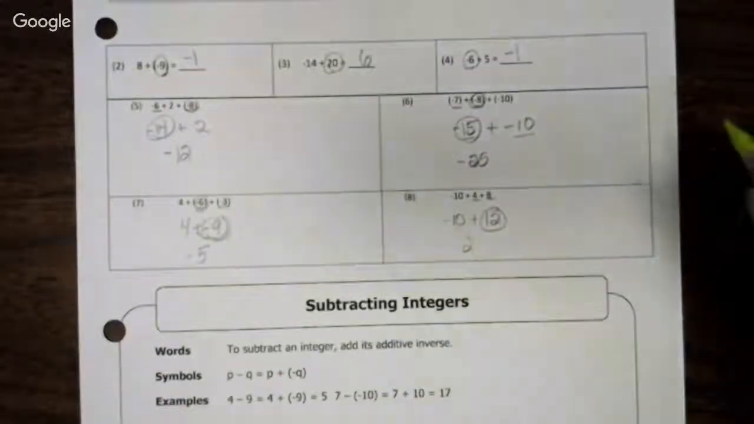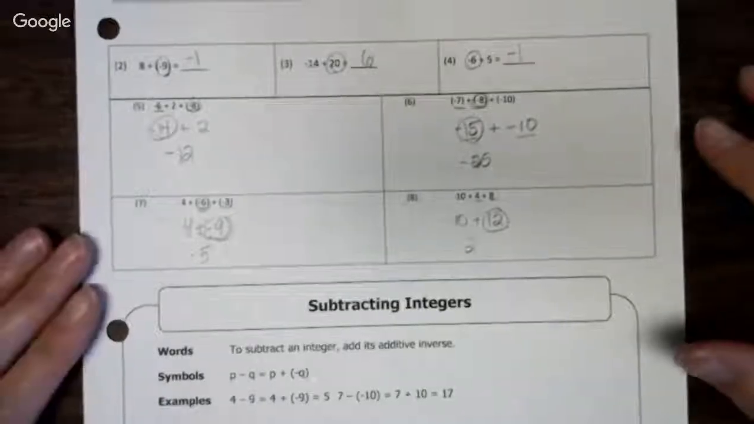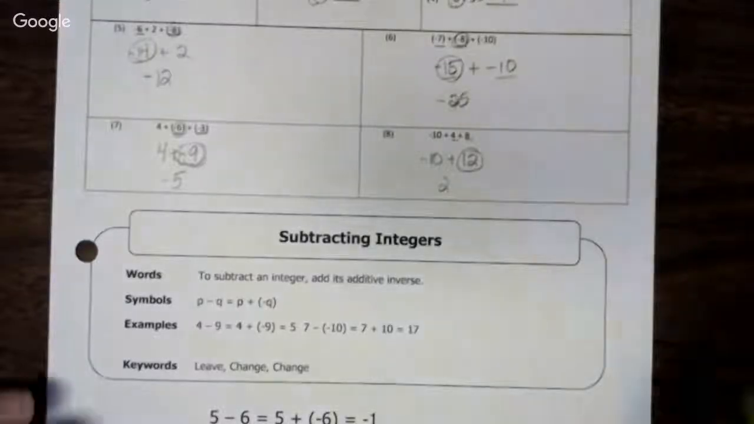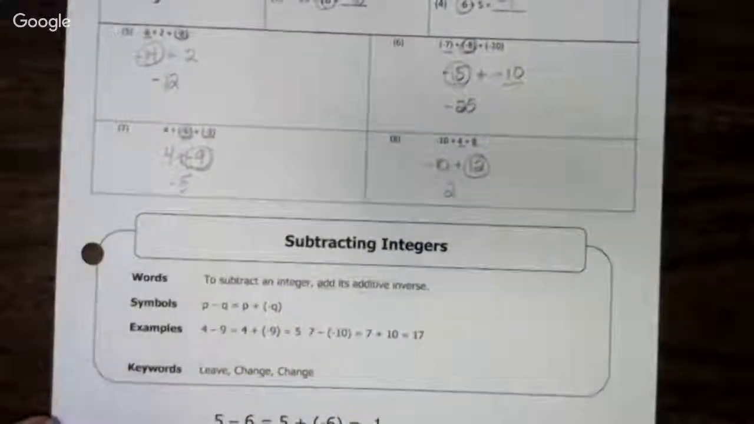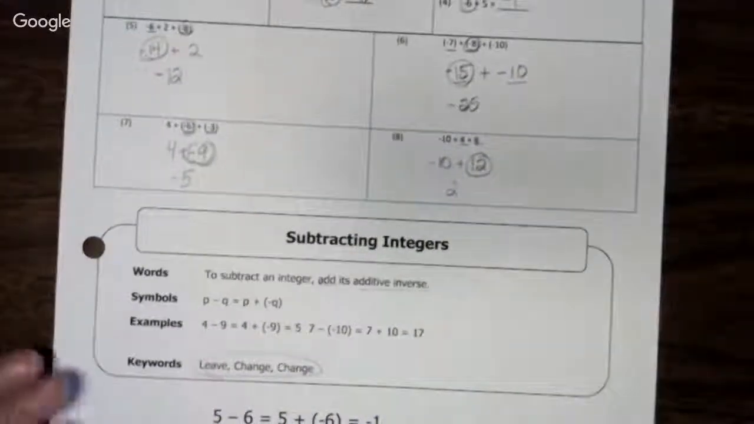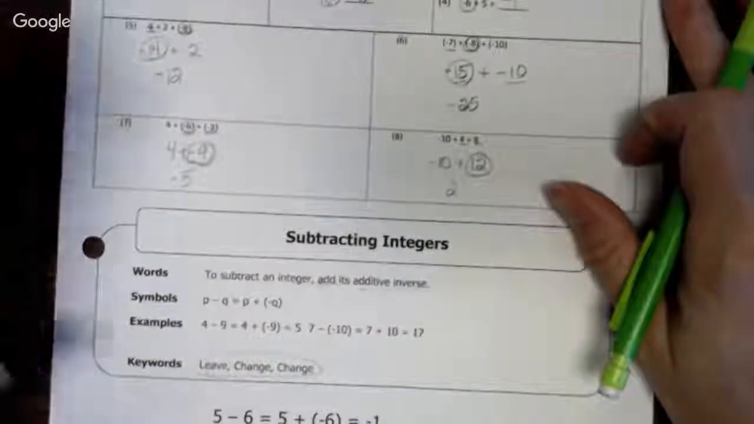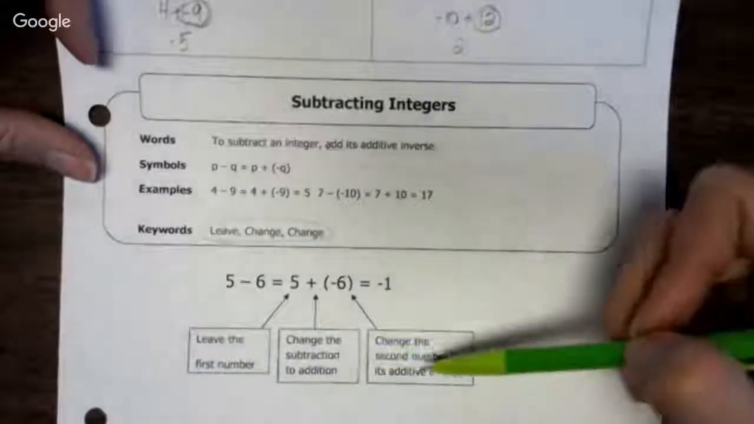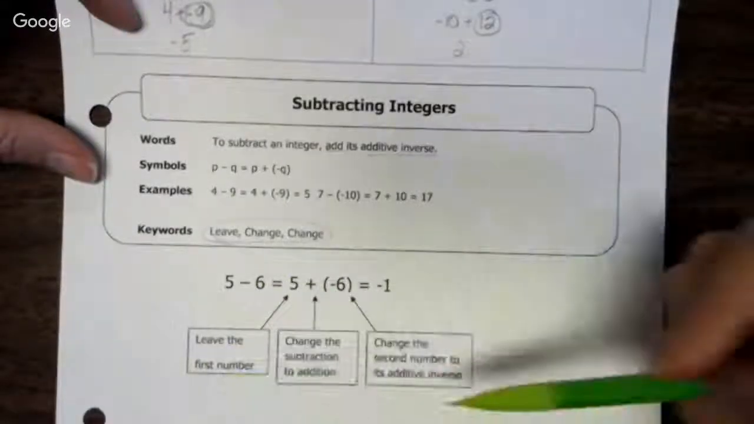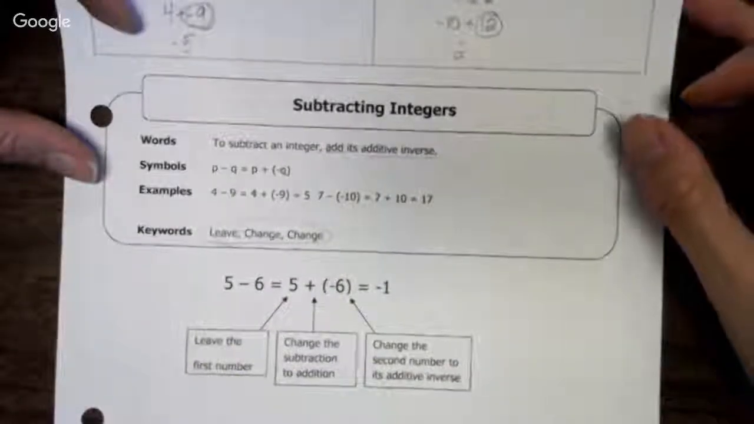So there was just a whole bunch of review on adding. So now let's talk about subtracting. We've been talking about this for the last couple of days. Remember, subtracting is the same thing as adding its opposite. So we like to say leave, change, change. Those are our 3 key words. We're going to leave the first number. We're going to change the sign to addition, and we're going to change the second to its opposite. This is a great example to follow for the remainder of this lesson.